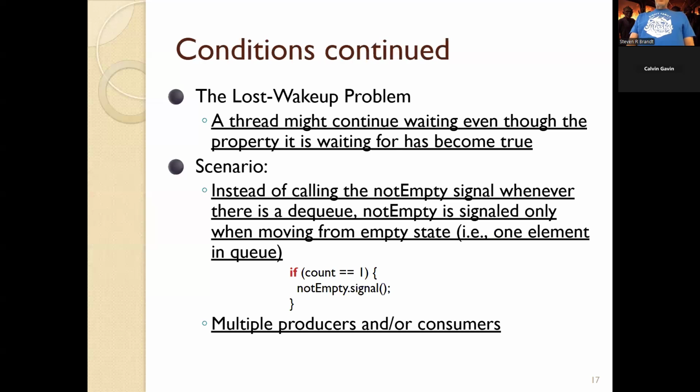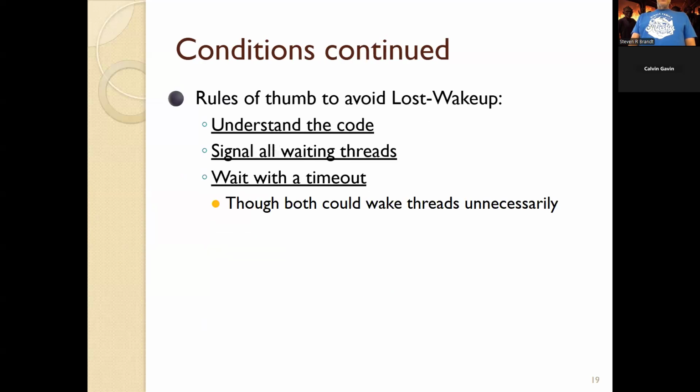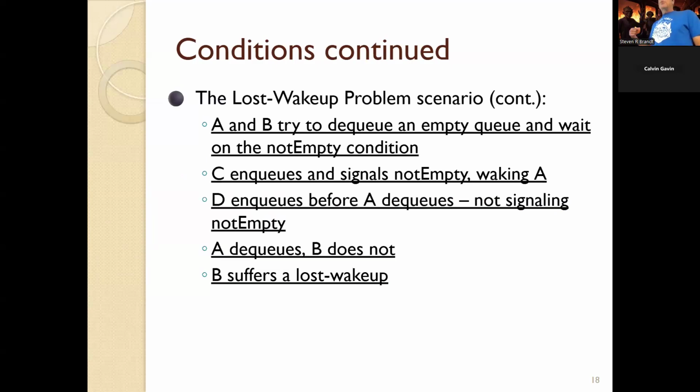And we have multiple producers and multiple consumers. Here's the actual scenario. A and B both try to dequeue an empty queue, and they both wait on the not empty condition, right? C enqueues and signals not empty, waking A. But before A or B wake up or do anything, D enqueues, and D does not signal because the queue is not empty, right? Now A wakes up and dequeues, because the signal is only going to wake up one thing. But B does not wake up, because these two things happened before either of them dequeued. Only one of them was able to get an item out of the queue, and the other one's still waiting even though there's something in the queue.